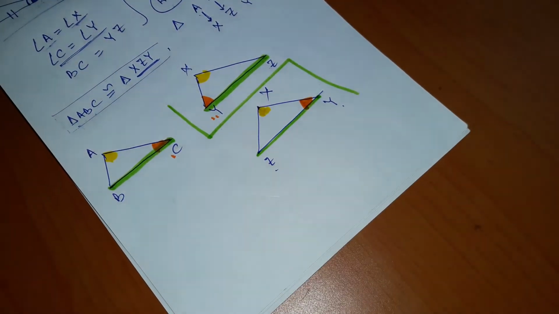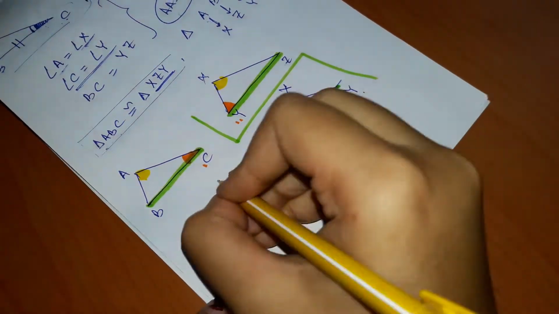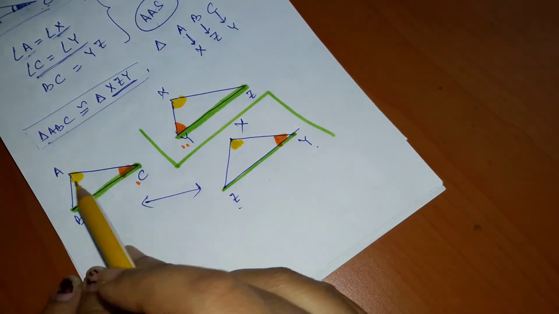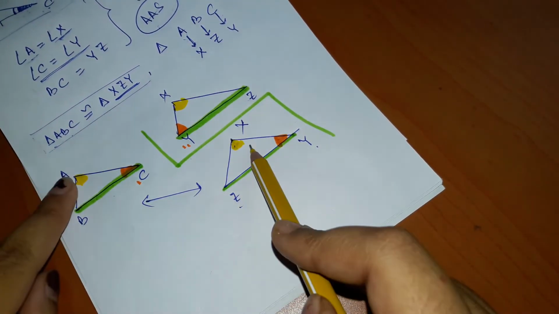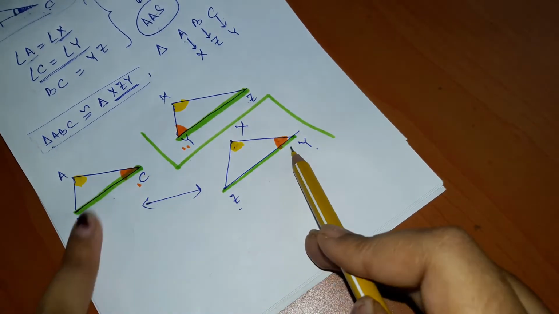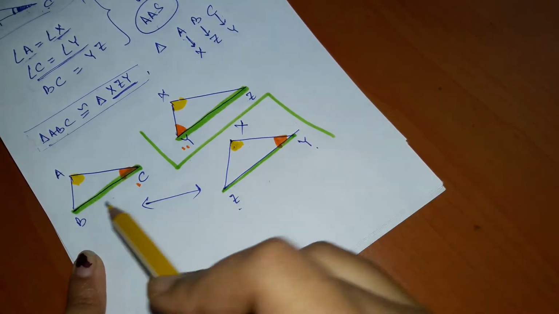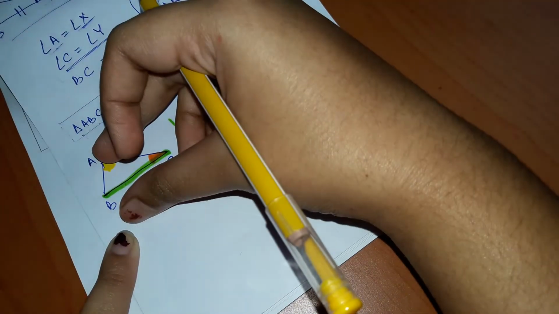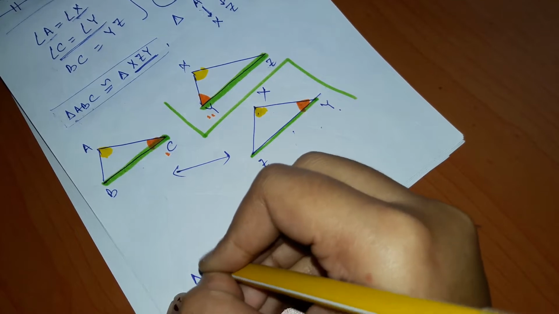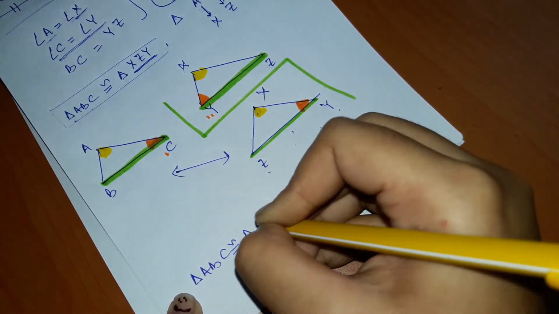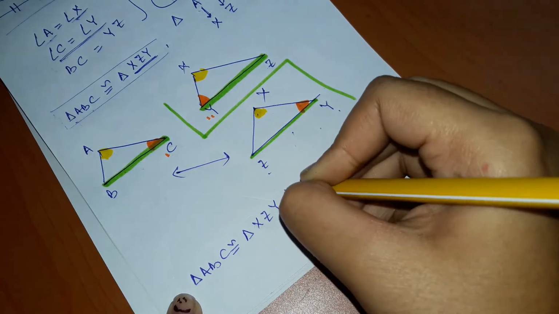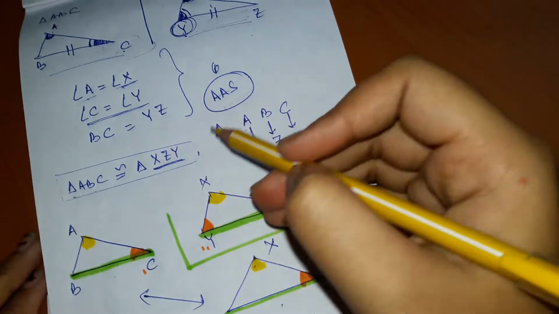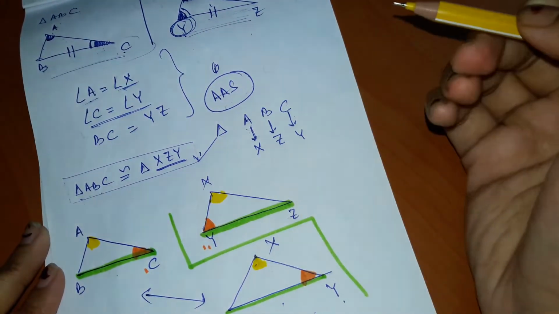Now look at these two figures. See, these two are perfectly superimposable. These two yellow angles are in one place, these two orange angles are in one place, and the green side, these two sides are on the base. It means I can superimpose this triangle over this triangle. So triangle ABC is congruent to triangle XZY by AAS congruency. It means the statement that I had written earlier is absolutely correct.